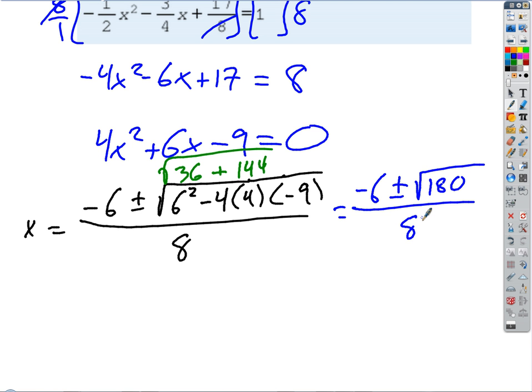We don't even have to get the biggest perfect square. It's nice if we can, but we can do this in multiple steps if we need to, or if it works out that way. So let's just work on simplifying that radical, the square root of 180.